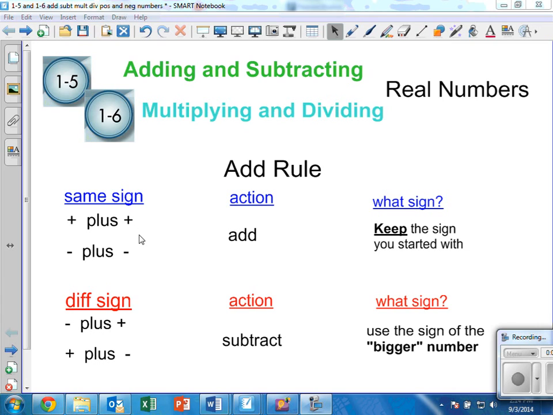And you keep the sign that you started with. Positive plus a positive is what you've been doing all your life. Negative plus a negative is the same idea, just with negative numbers. You start out in the hole and you go deeper in the hole, add it together, keep the negative sign.